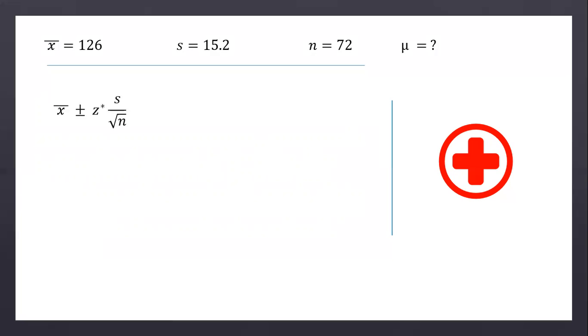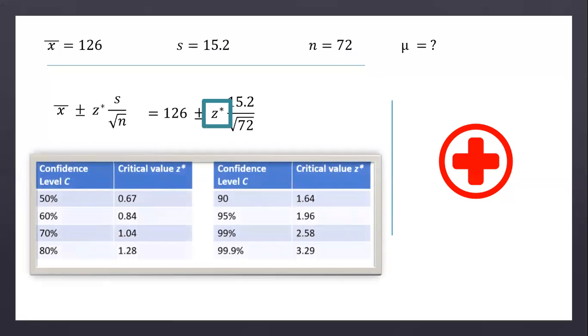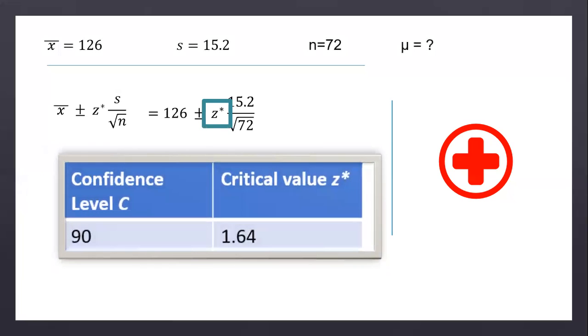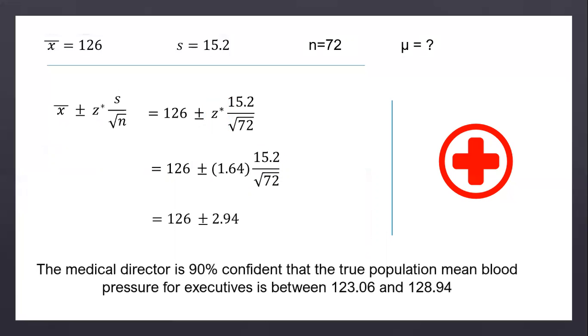So I use my formula here for the confidence interval for a population mean. I substitute in my values. I need to find that Z star, so I go back to my table. According to the statement of the problem, I'm trying to find a 90% confidence level. For a 90% confidence level, that Z star is 1.64. So substitute that in, do the arithmetic, and I will see that the medical director is 90% confident that the true population mean blood pressure for the executives is somewhere between 123 and 129.